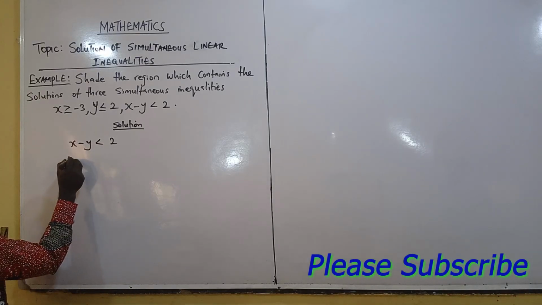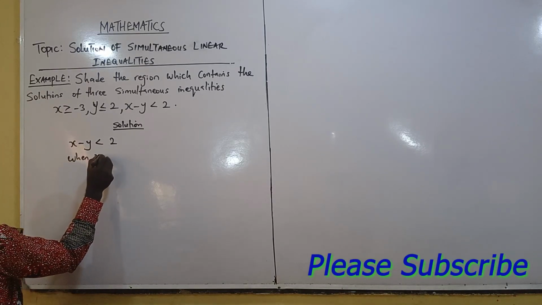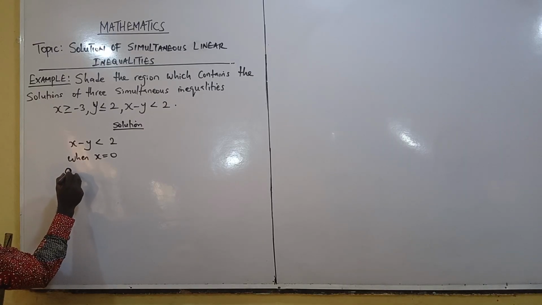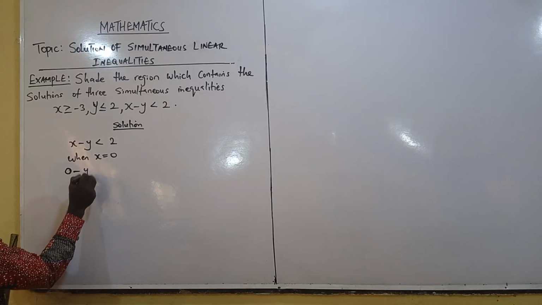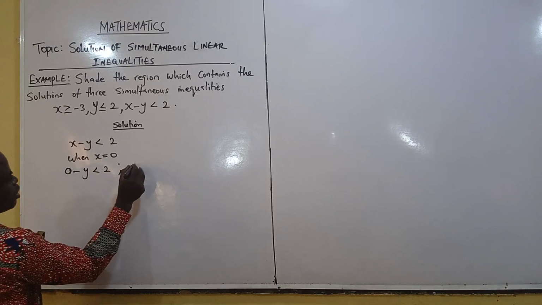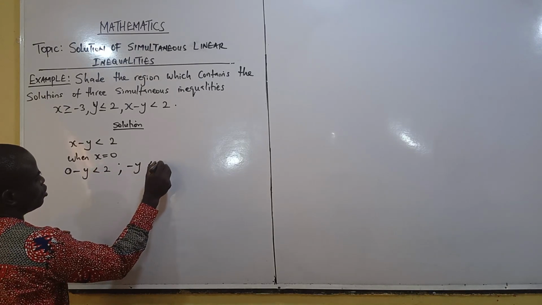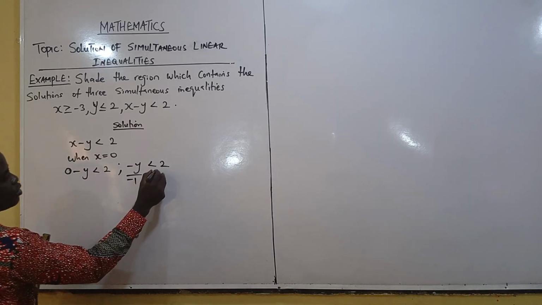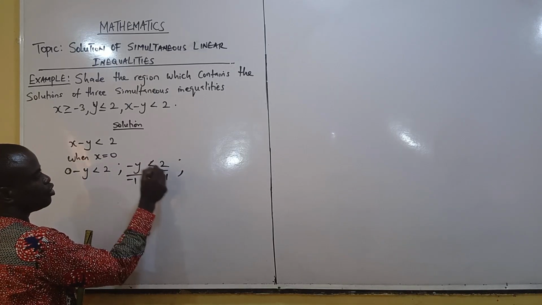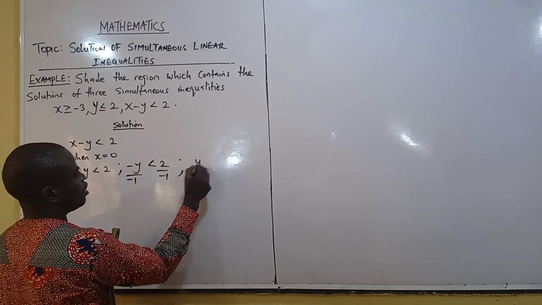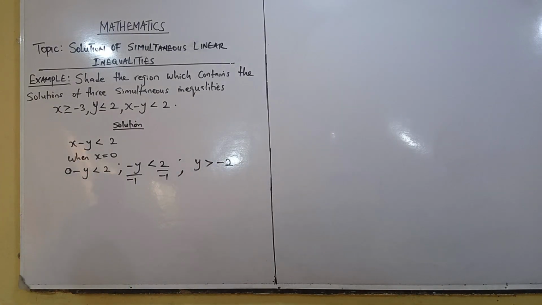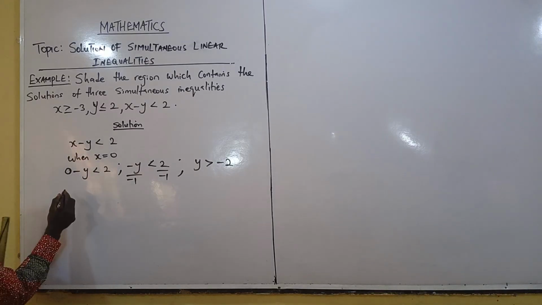Now say when x equals 0, what will be our y? 0 minus y less than 2. 0 minus y is minus y less than 2. Divide both sides by minus 1. When you divide both sides by minus 1, the less than will turn to greater than, y greater than minus 2. Okay, we already have this.